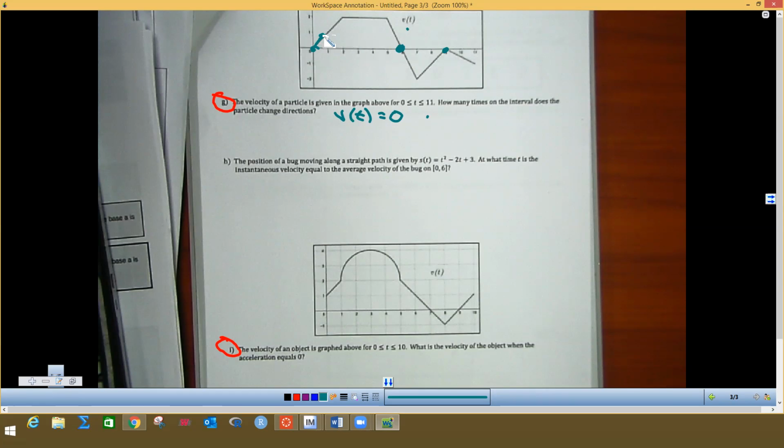So this means the object's moving to the right the whole time. Because whenever the velocity is greater than zero, moving right. And then here it stops, but then the velocity is below zero. So now the object's moving left. And then here it stops again, but then it moves left again because the velocity is less than zero. It's below the x-axis. So the only place it changes direction is at 1, 2, 3, 4, 5, 6.